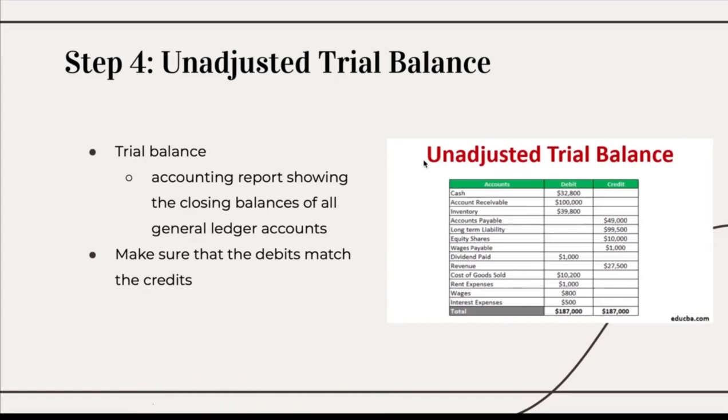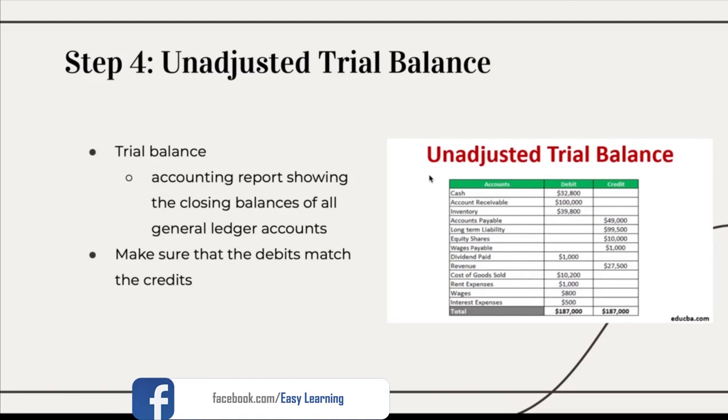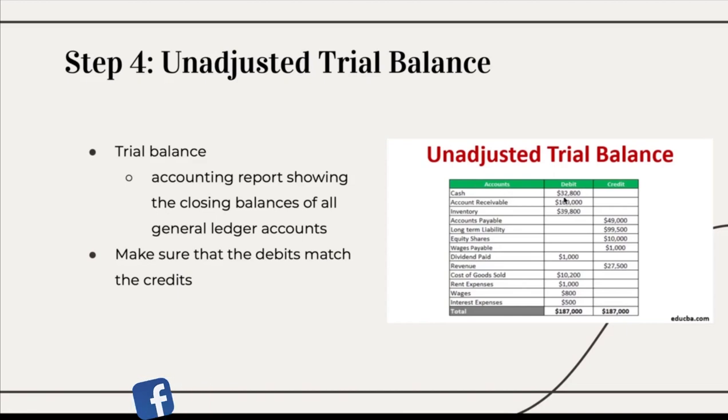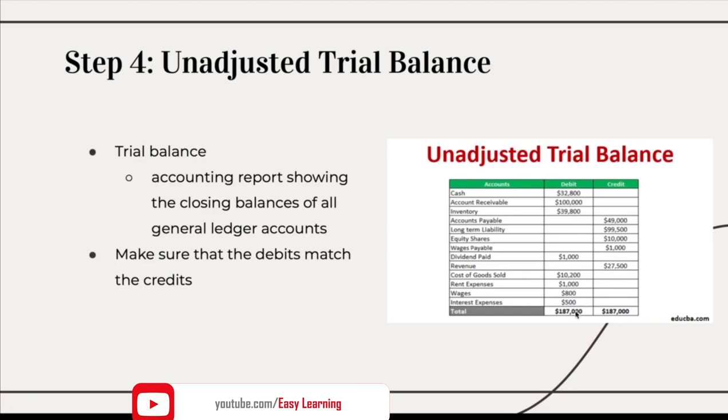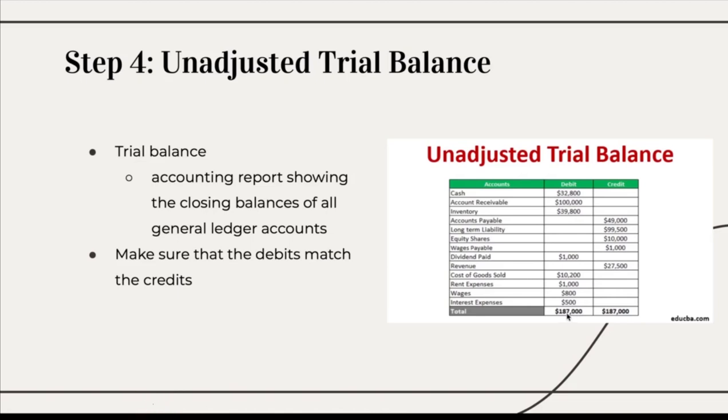Step 4 is to prepare the unadjusted trial balance. A trial balance is an accounting report showing the closing balances of all general ledger accounts. Here's how it would look. As you can see, you've got the total amount this company has in cash, you've got the total amount in inventory, you've got the total amount in revenue, and so on. For this, the main thing to make sure is that all the debits match all the credits at the end. And for this trial balance, it checks out because we've got 187K on the debit section and 187K on the credit section.